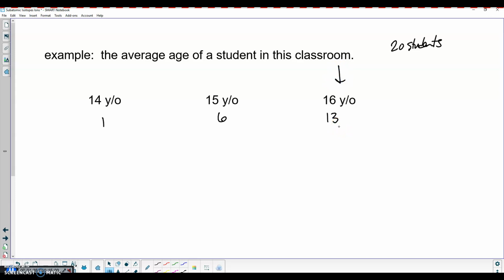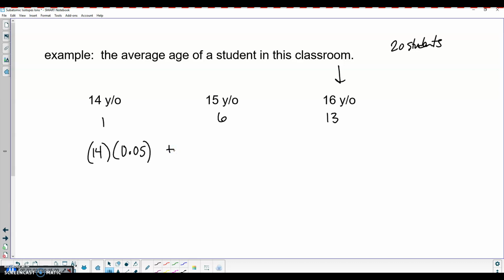The way you would do this is you would take their individual ages times their relative abundance, their percent of them. So for the 14-year-olds, there's only one of them, one out of 20, that's 5%. You take 1 divided by 20 times 100. That's 5%, which, when you multiply it, is going to be 0.05.